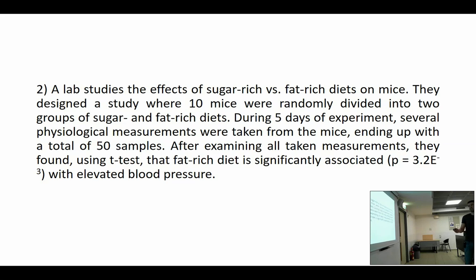So it says that they took many physical measurements, but now they only report about the blood pressure. But maybe it's one of, I don't know, 100 different measurements, and then it's not so significant. So you're right, they need to account for multiple testing correction. Anything else that might be wrong here?